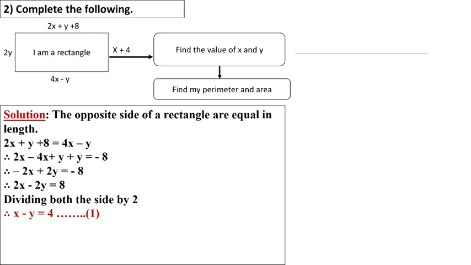Now the other two sides are 2y and x plus 4. 2y equal to x plus 4. We will arrange these also. So here we get x minus 2y equal to minus 4. That is equation number 2.